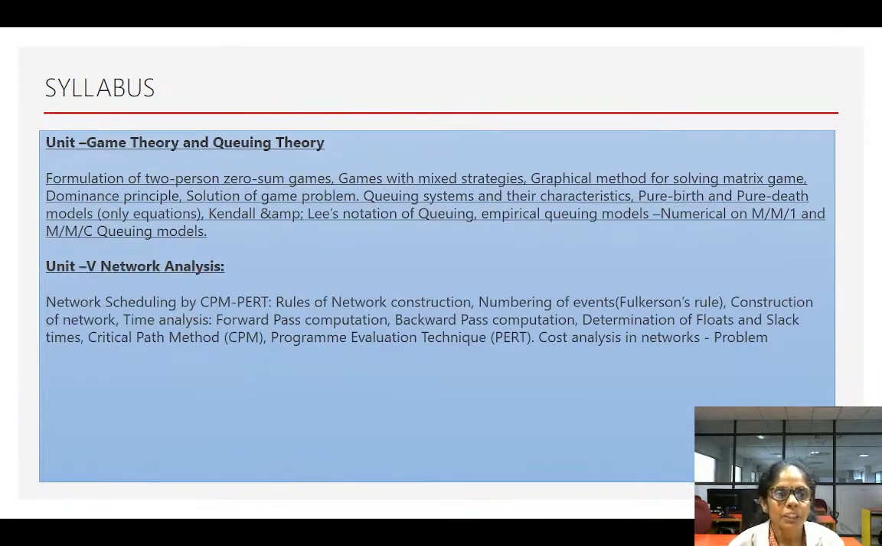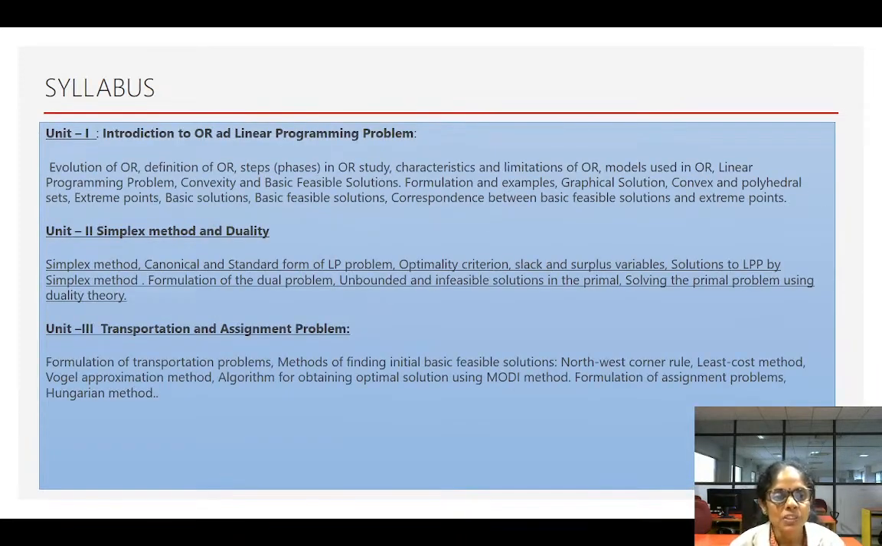Now the third unit is transportation and assignment problem. In the transportation problem, we formulate the problem and study methods of finding the initial basic feasible solution. Different methods are there for solving the transportation problem: the northwest corner rule, the least cost method, and the VAM method, that is Vogel's approximation method. We also learn the algorithm for obtaining the optimal solution using the MODI method, that is the modified distribution method. Then the assignment problem: formulating the assignment problem, and one of the procedures to solve it is the Hungarian method.